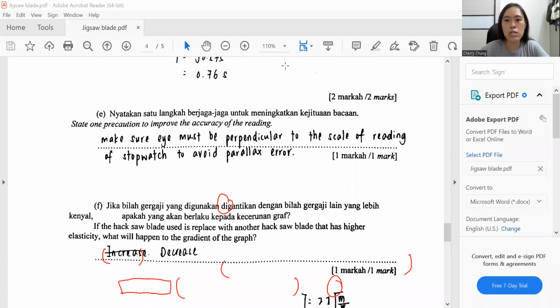So this is what I would like to share with you about the answering technique for physics paper 3. I hope that you are able to understand what I am saying here. And I wish you good luck for your trial SPM physics.